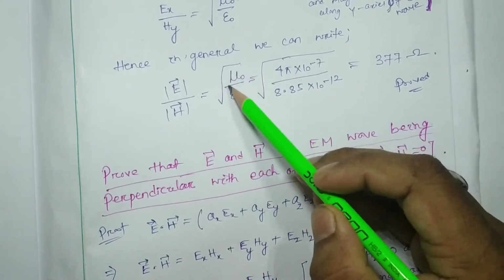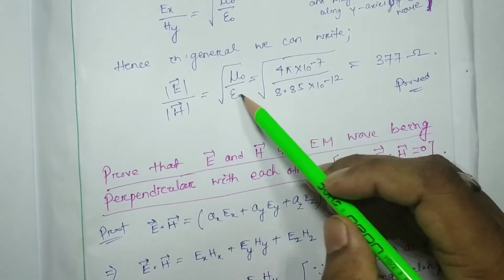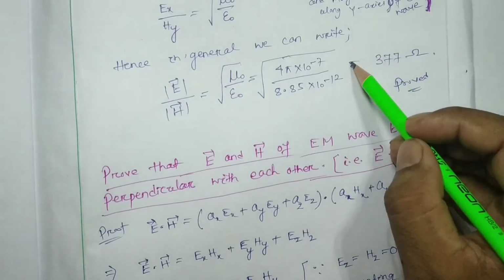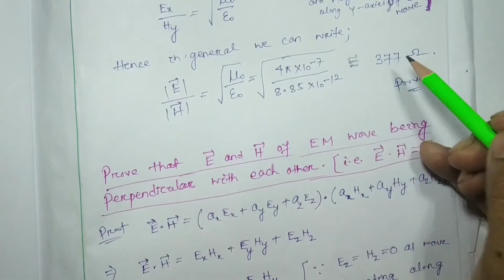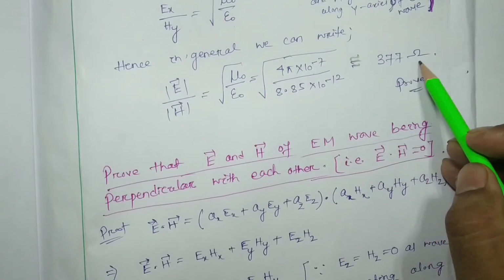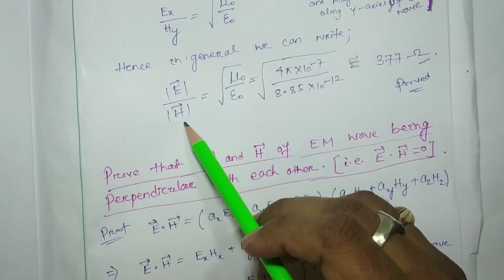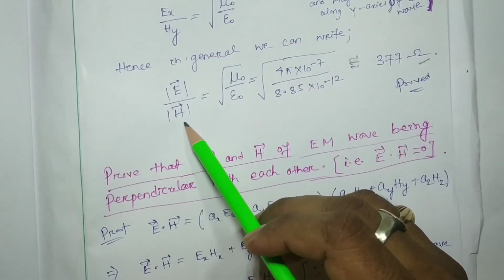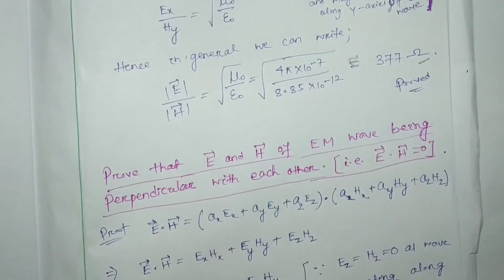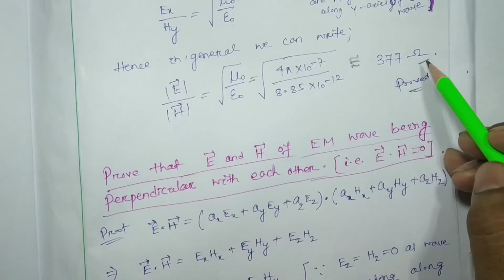Okay, so we have to put the value of mu 0 as 4 pi into 10 to the minus 7 by epsilon 0 value 8.85 into 10 to the minus 12, which approximately you can calculate by your calculator, and you will find approximately 377 ohm. So hence proved that the magnitude of the electric component by the magnitude of the magnetic component, at any particular instant, will be 377 ohm.